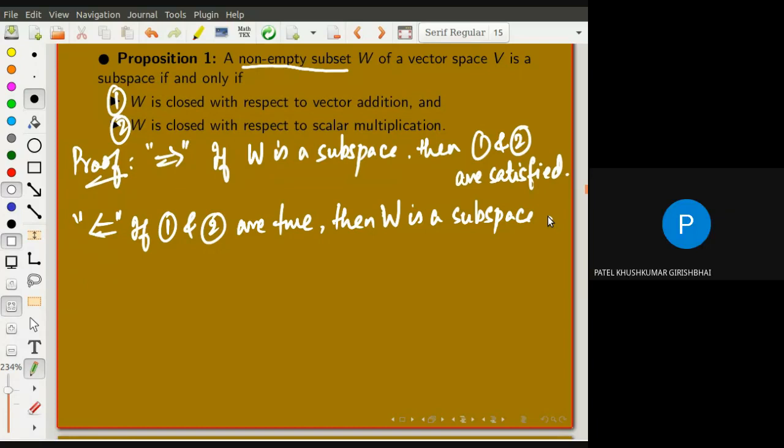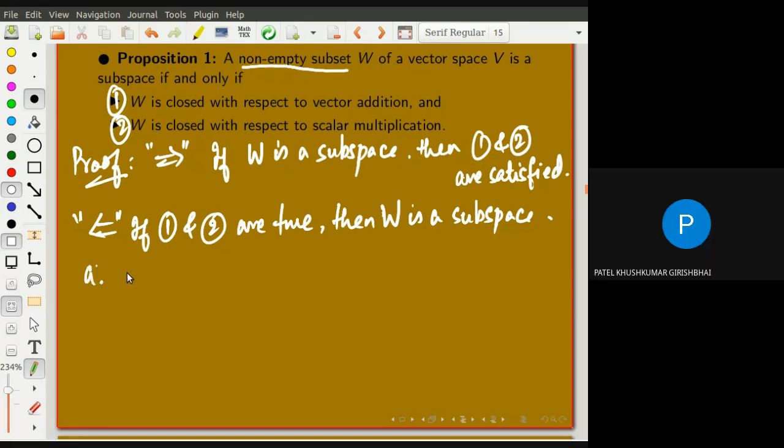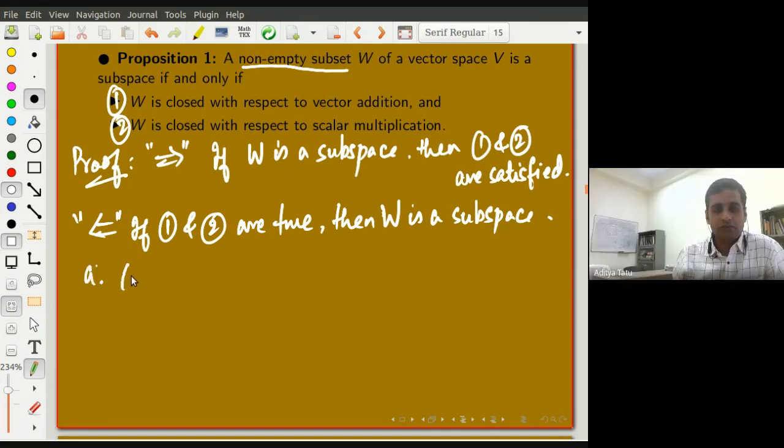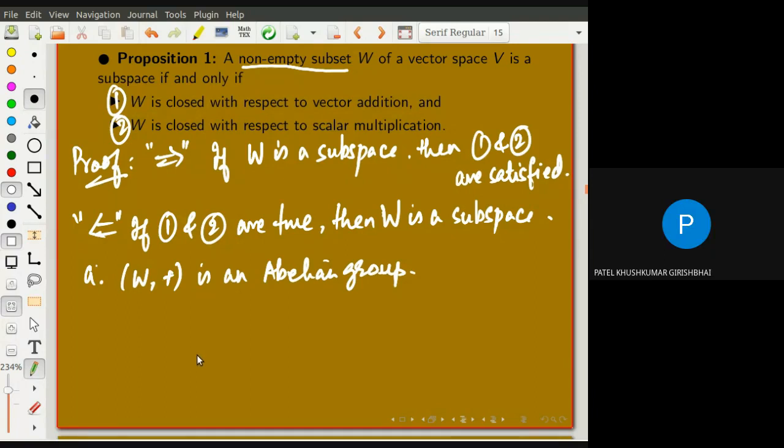Okay, so name the first vector space axiom. Abelian group. So W with plus is an abelian group. This is what we'll try and show. You guys should help me out now. What do we need to show for this to be an abelian group? It is closed under the addition.